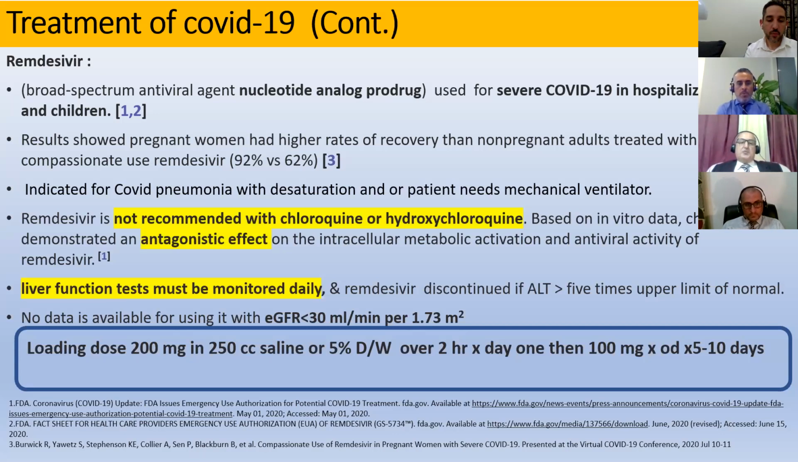The liver function should be monitored daily, and if the liver enzyme ALT is more than 5 times normal, the drug should be stopped and ALT monitored till it becomes less than that, then we can restart again. For patients with an estimated GFR less than 30, there is no data about its use, so we cannot use it for patients with CKD with estimated GFR less than 30. The loading dose is 200 milligram in 250 cc saline or dextrose water over 2 hours on day 1, followed by 100 milligram daily for 5 days, and in some studies up to 10 days.